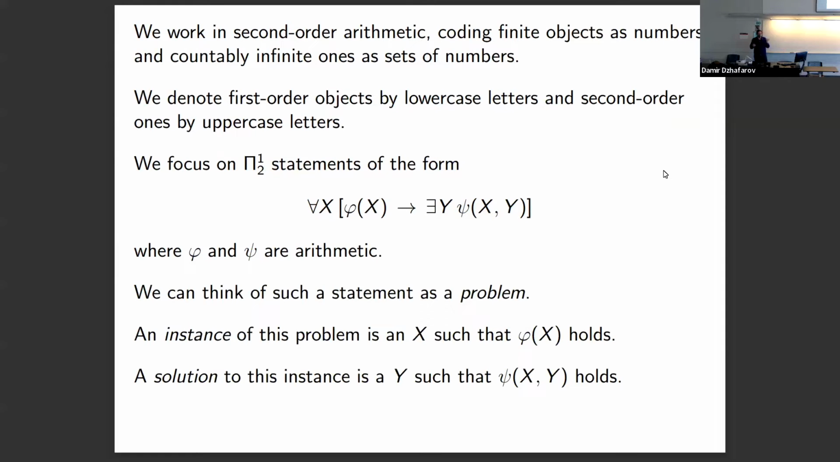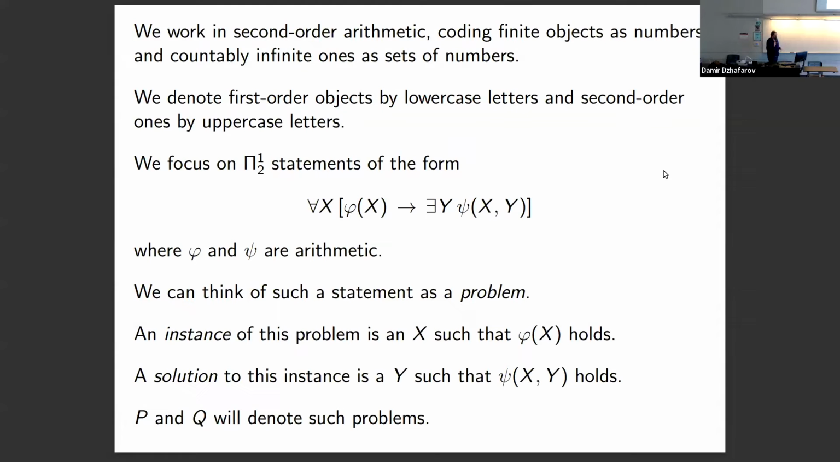We can think of such a statement as a problem. An instance, of course, is an x such that φ of x holds, and a solution is a y such that ψ of x, y holds, right? So that's why I'm thinking of this as a problem. From now on, whenever I say P and Q, I mean problems of this sort.